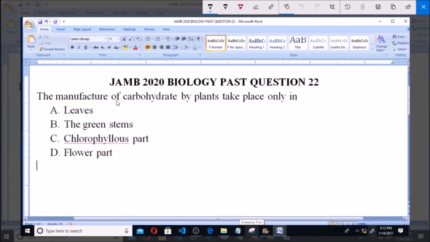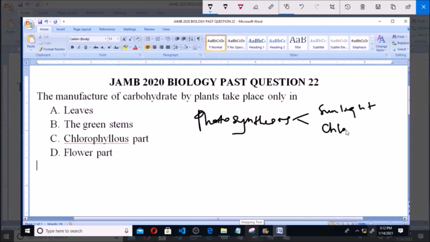Now, the process by which food is manufactured in plants is known as photosynthesis. Photosynthesis involves the manufacturing of food by plants using sunlight, chlorophyll, and water. So it simply means in the presence of water, sunlight, and chlorophyll, plants manufacture the food.